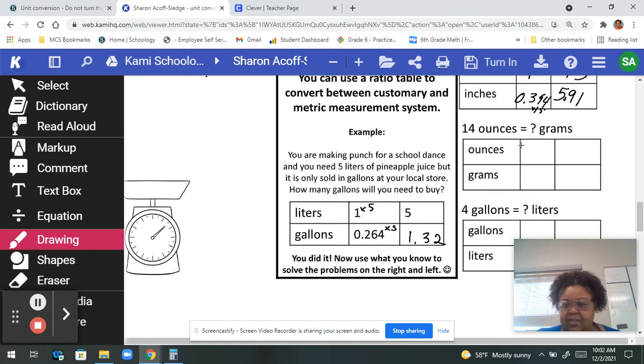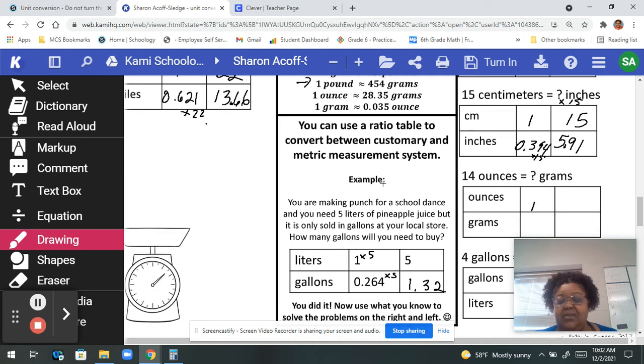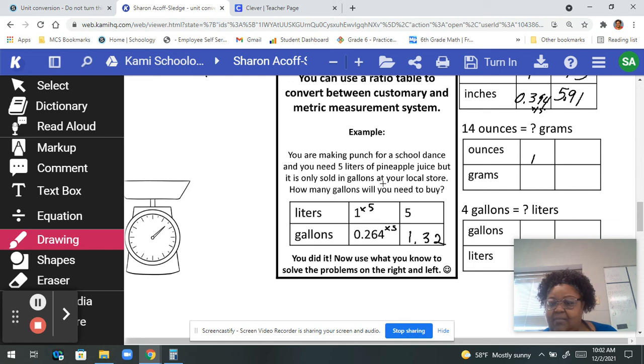Okay, 14 ounces is how many grams? So 1 ounce is how many grams? Let's see. 1 ounce is 28 and 35 hundredths grams. And I don't have that memorized. I use my table. No shame in using the table. And you know I let you use notes or I will provide them on any test, okay? So I want to know how many are in 14. So 1 times 14, 28.35 times 14. I do that in my calculator.